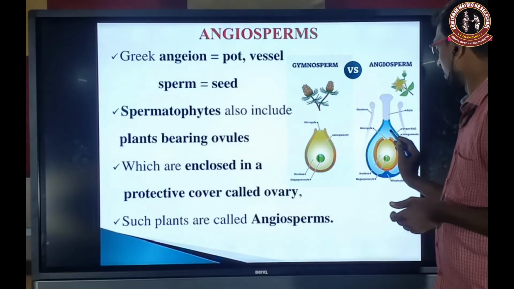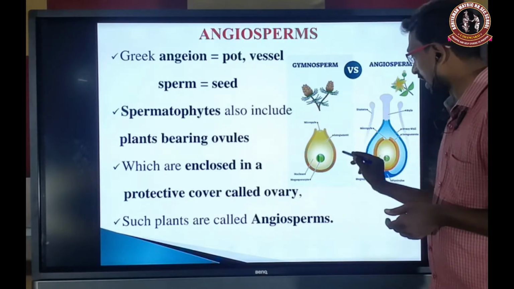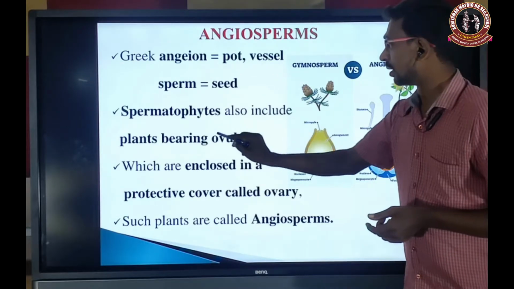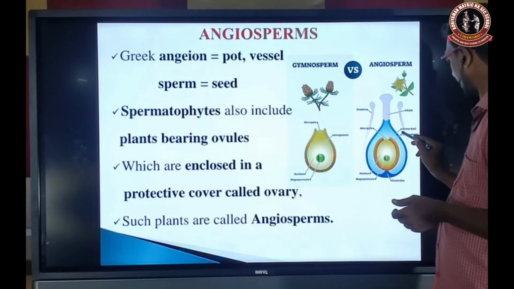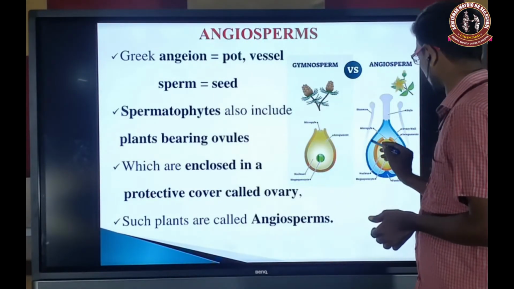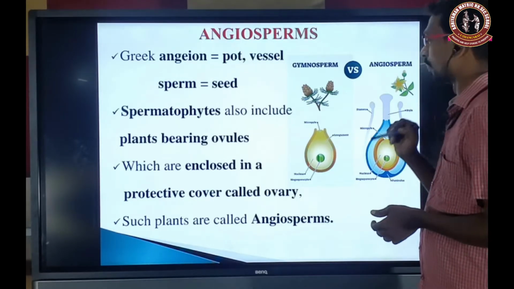So we can clearly see the distinction between the gymnosperm and angiosperm. Here there is no ovary wall, but here the ovary wall is present. Ovules which are enclosed in a protective covering is called the ovary. This is the ovary wall, and it protects the ovule.